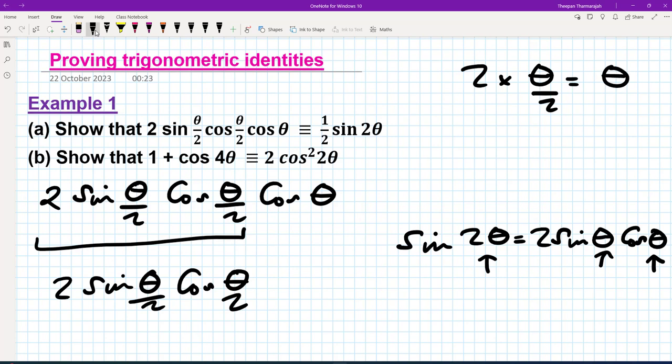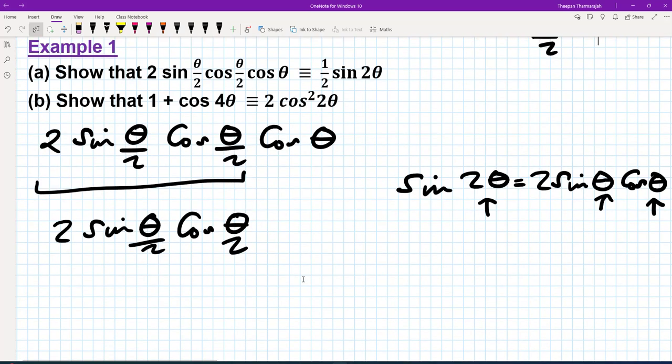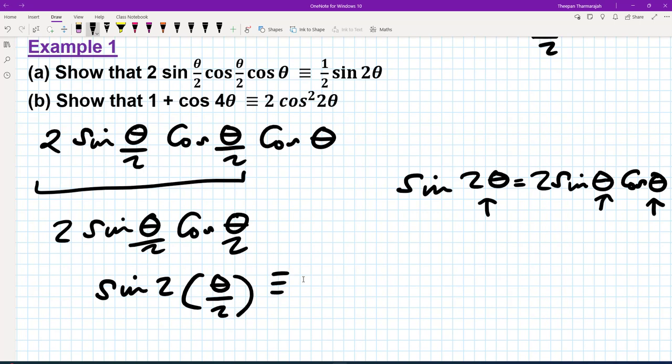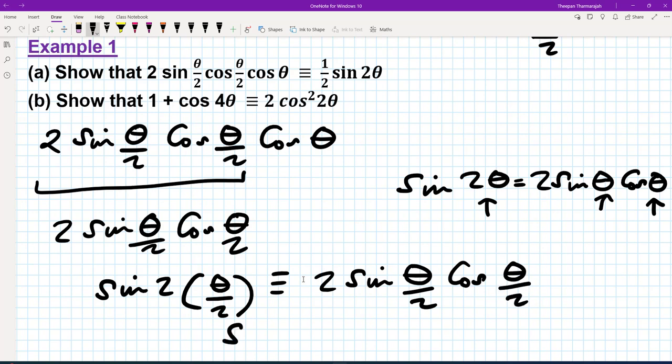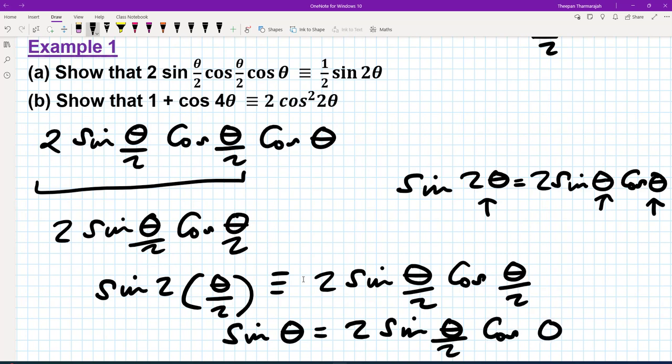So in other words, I could rewrite this as sine 2 times theta over 2, because that will be exactly the same as 2 sine theta over 2 cos theta over 2. So in other words, we're saying that sine theta is exactly the same as 2 sine theta over 2 cos theta over 2.